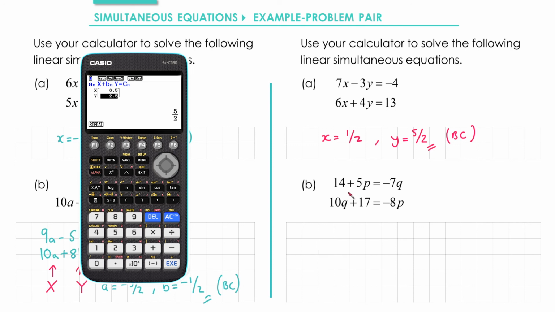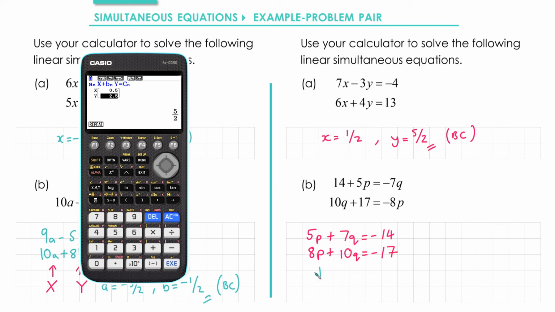For part B, we need to do a bit of rearranging first. We'll leave the 5p on the left hand side. We'll add 7q to both sides to get that on the left hand side as well. And we'll subtract 14 from both sides to get the constant on the right hand side. For the second equation, we need to add 8p to both sides. We'll leave the 10q where it is. And then we'll put the 17 on the other side to give us negative 17.